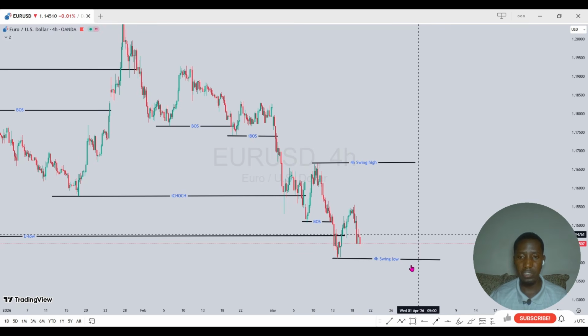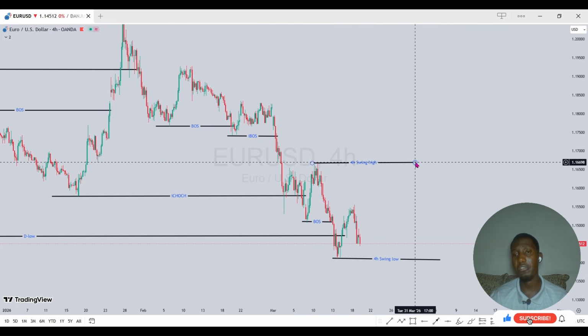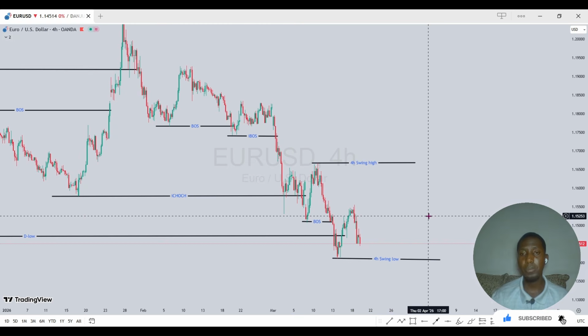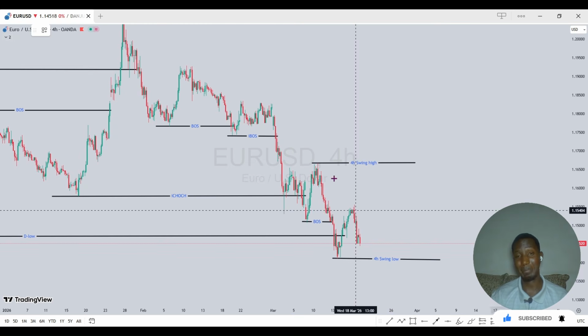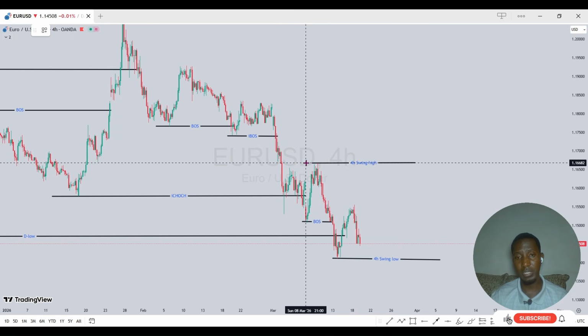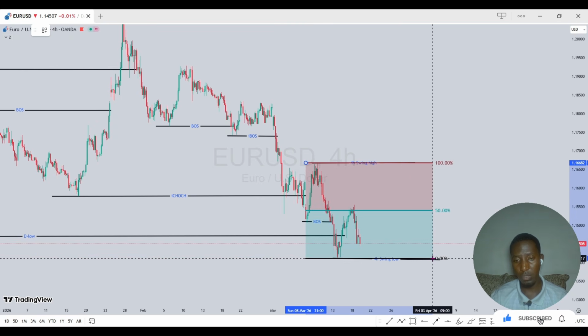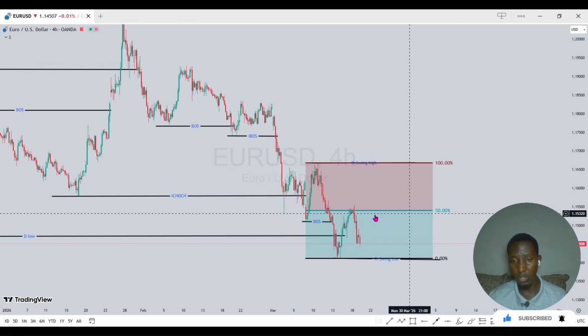Okay, so this will be our 4 hours swing low, and above here we have our 4 hours swing high. So if I place my Fibonacci, let's look at what is happening right now. From the 4 hours swing high to the 4 hours swing low, right now the market is on a discount.